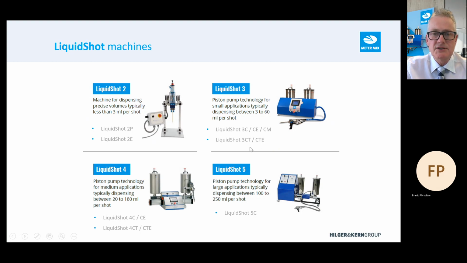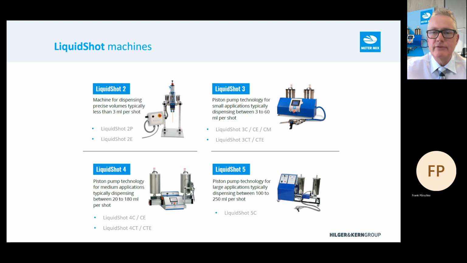So the last digits in the naming of the machines are the same as previous, so that anybody who is familiar with the previous range of machines will be familiar with the new range of machines, because the 3C and 3CTE, it's the same as previous. So what have we done? We've removed the PAR and we've replaced it with liquid shot instead.